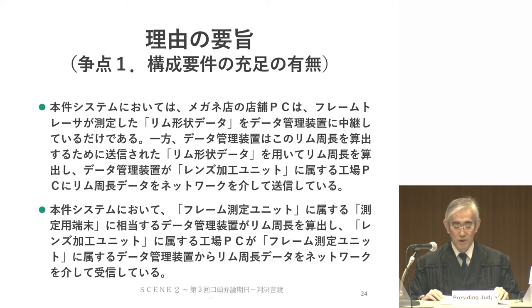Additionally, in the system, the data measurement device that corresponds to the measurement terminal of the frame measurement unit calculates the rim circumferential length, and the factory PC that corresponds to the lens edging unit receives the rim length data from the data measurement device that corresponds to the frame measurement unit via a network. From the above, the system is found to satisfy all the aforementioned claims.